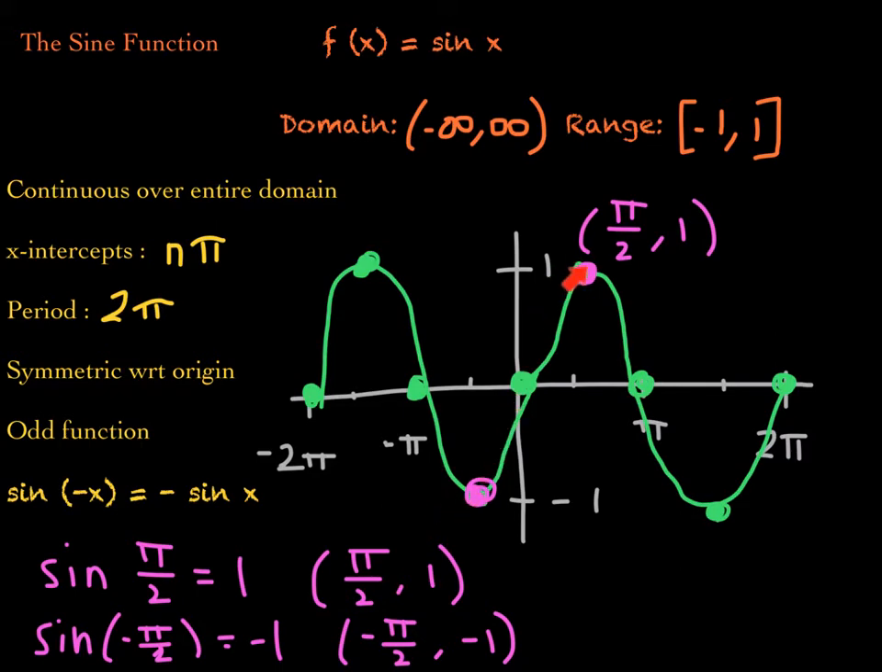So this point is on the graph. That means this point has to be on the graph as well. These are mirrored images of each other with respect to the origin. This point here is positive 3 pi over 2, negative 1. This is negative 3 pi over 2, positive 1. So these are mirrored images of each other. That's what's meant by sine of negative x must be equal to negative sine of x.